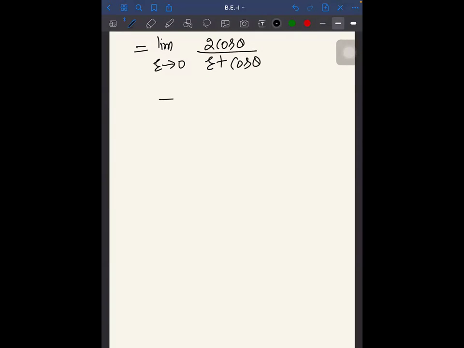Okay, so now you will have 2 cos θ upon cos θ, right? Yes, sir. So what about the value of this thing? 2. Hmm. But there is one problem. सर अगर cos θ भी 0 हो जाए फिर? Exactly, हाँ, cos θ 0 हो जाएगा, Yes.